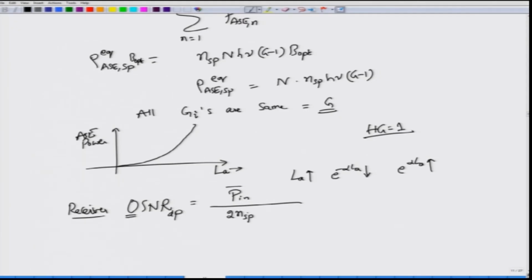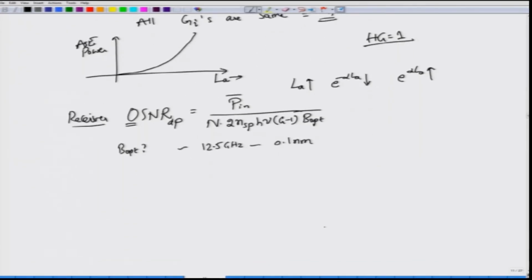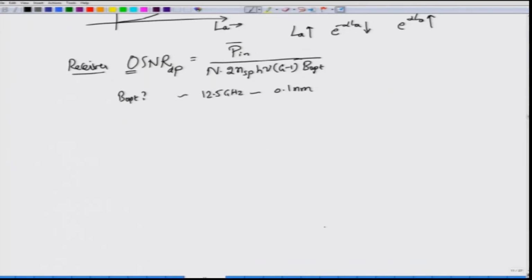Each amplifier has a power spectral density of 2 n_sp h nu (G minus 1) in the bandwidth of B_opt, times N. This would be the optical signal to noise ratio. But what should I choose as B_opt? There is actually no specific value. The agreed upon value is that this should roughly be 12.5 gigahertz, which corresponds to roughly about 0.1 nanometers. So, this is the reference bandwidth that you choose, and within this reference bandwidth, the ratio of the signal power to the noise variance that you get is called the optical signal to noise ratio.